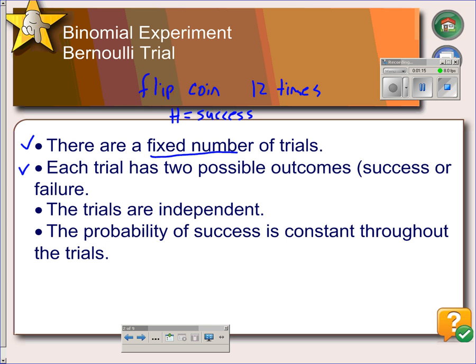Third condition, the trials are independent. You know this because each time you flip a coin, it doesn't matter what happened on the previous flip. The next flip is a whole new chance for it to land heads or tails. So every flip of a coin is independent. And fourth, the probability of success is constant throughout the trials. When you're flipping a coin, the probability of getting heads, we know, is 1/2. So flipping a coin would be considered a Bernoulli trial or a binomial experiment.